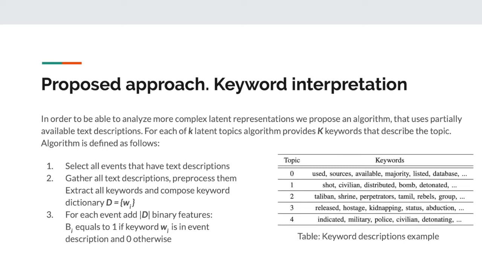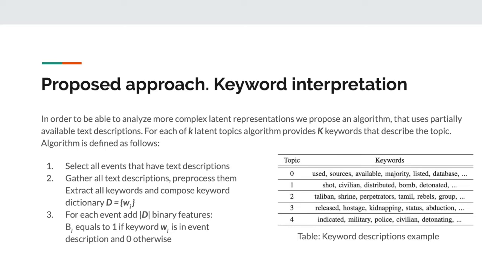So the algorithm can be defined as follows. First of all, we should select all events that have text descriptions. Then we have to gather all text descriptions, pre-process them, remove stop words, extract all keywords, and compose a dictionary out of these keywords. Then for each event we add binary features, one binary feature for each word in the dictionary. And this binary feature equals 1 for some event if the corresponding keyword appears in the text description of the event, and equals 0 otherwise.